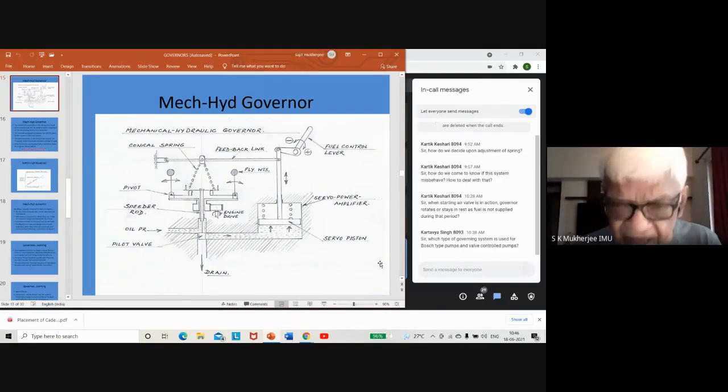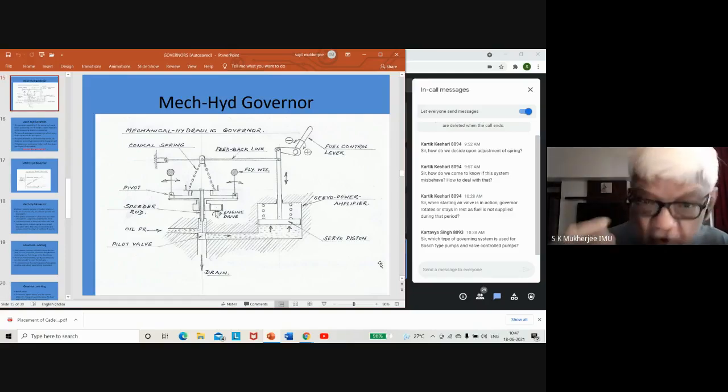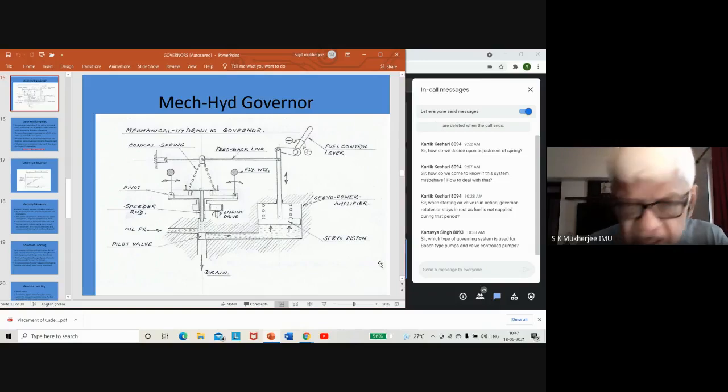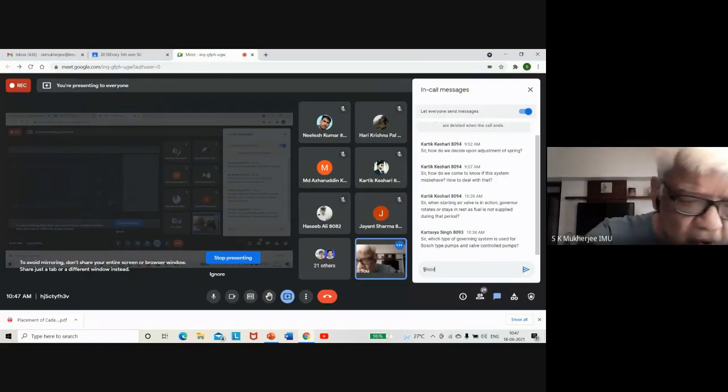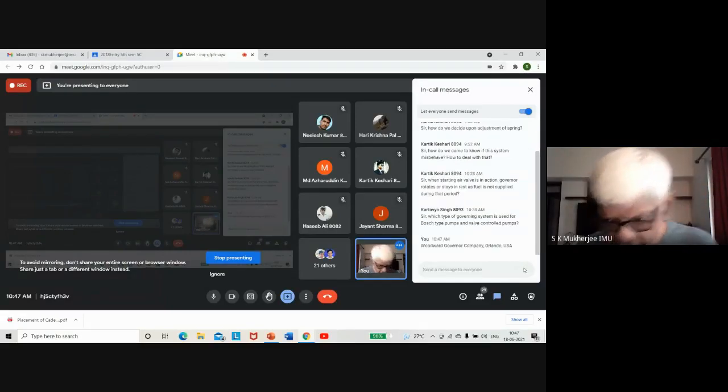Woodward Governor Company. It is an American company, based in Orlando, and all over the world, they have licensee manufacturers. You can go and do a little research. Find out Woodward Governor Company. WOODWARD. For main engines, it is UG8. You can write it down on a piece of paper. This is the company for main engines.